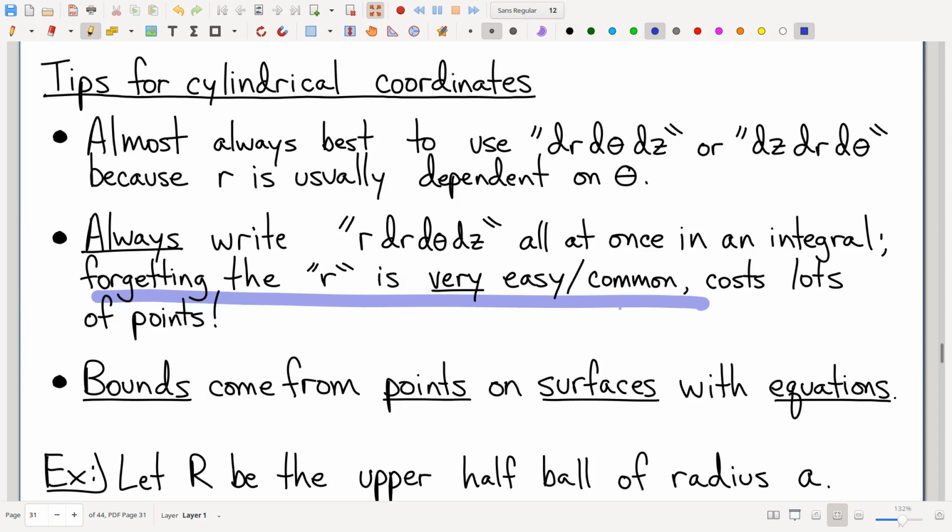And the way you make sure to do that, I think, is to write down the entire r dr d theta dz all at once, all at the same time. Don't trust yourself to remember that stretching factor later. You'll never need dr d theta dz without the r. Why would you ever write it down without the r? It's just a bad strategy.